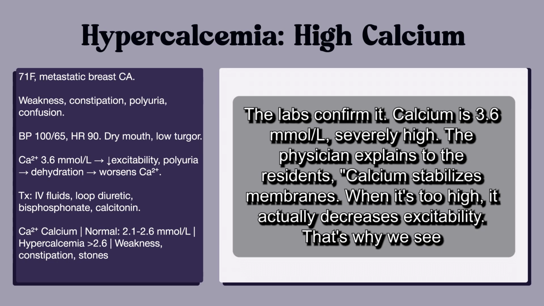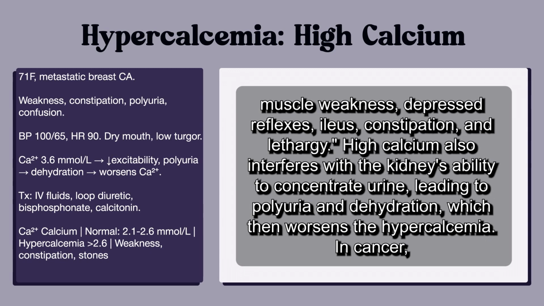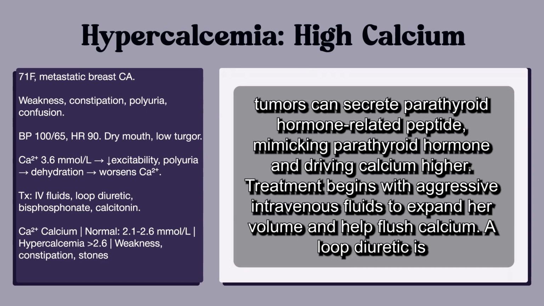The physician explains to the residents, calcium stabilizes membranes. When it's too high, it actually decreases excitability. That's why we see muscle weakness, depressed reflexes, ileus, constipation, and lethargy. High calcium also interferes with the kidney's ability to concentrate urine, leading to polyuria and dehydration, which then worsens the hypercalcemia. In cancer, tumors can secrete parathyroid hormone-related peptide, mimicking parathyroid hormone and driving calcium higher.